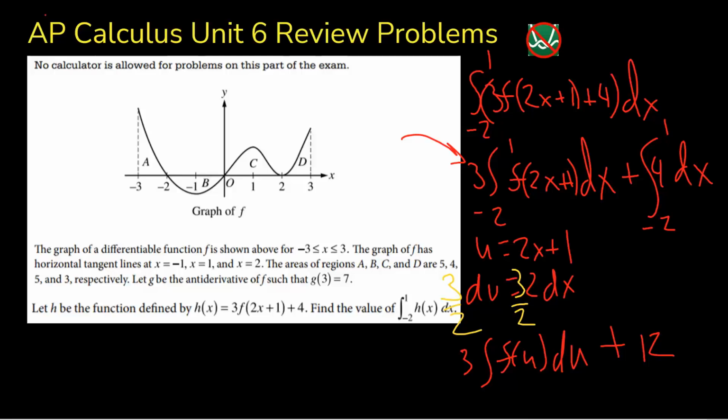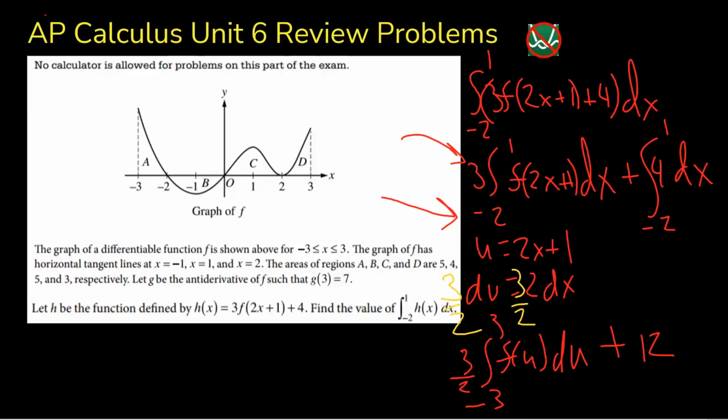The original limit in terms of x was -2. If u is 2 times x plus 1, then the new lower limit is going to be -3. Forgot the half there. And then similarly with the upper limit, if you plug in 1 in terms of u, 2 times 1 plus 1 is going to be 3.